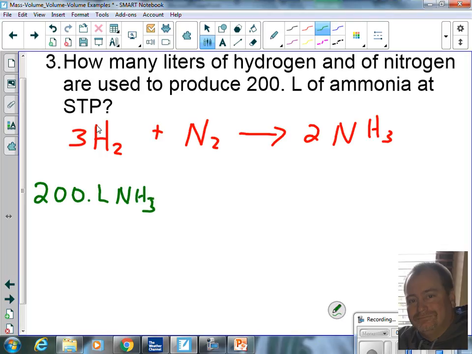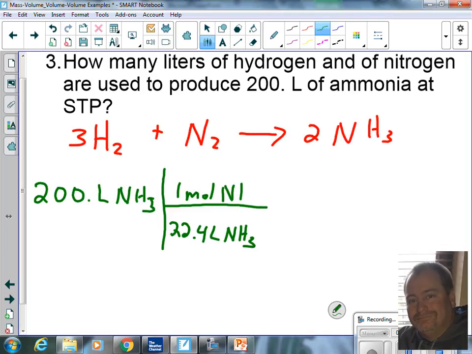I need to convert that to moles. I know that 22.4 liters of ammonia is 1 mole of ammonia. Then I get my molar ratio from my balanced chemical equation. 2 moles of ammonia will need 3 moles of hydrogen.